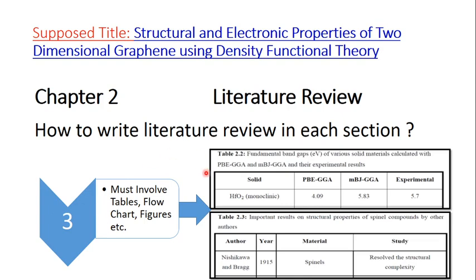So for example, these are actual footage from a PhD thesis. You can see that in literature review you can also make tables. For example, there are fundamental band gaps of various solid materials calculated with certain techniques and their experimental results. Table 2.3, important results on structure properties of spinel compounds by other authors. So these are some examples that besides making paragraphs, you can also involve tables, flowcharts, and figures.